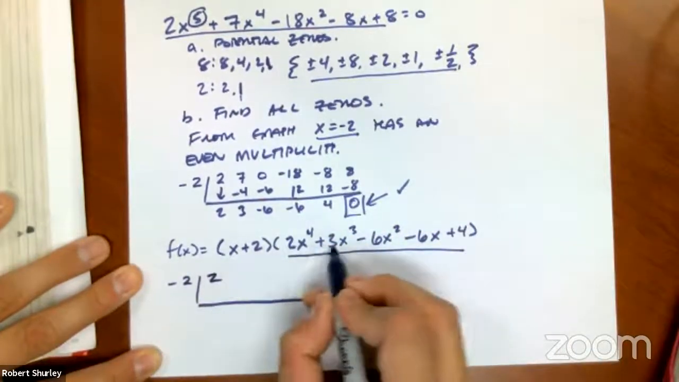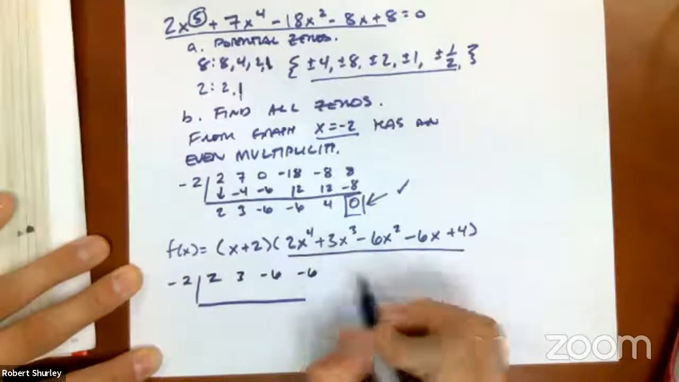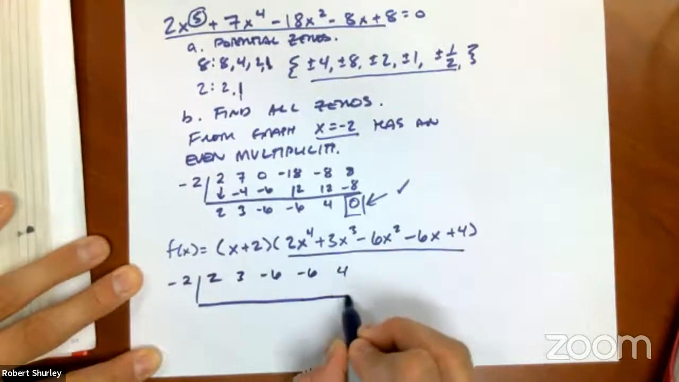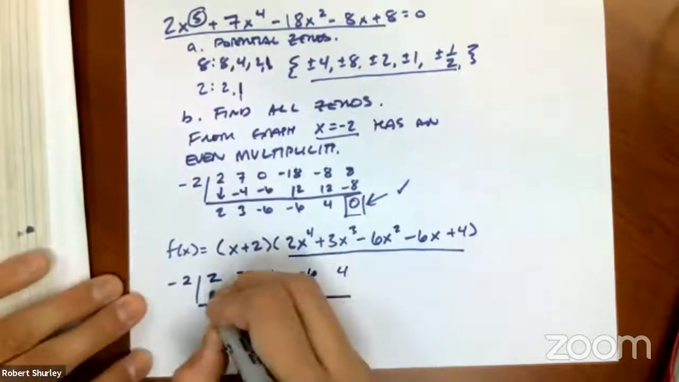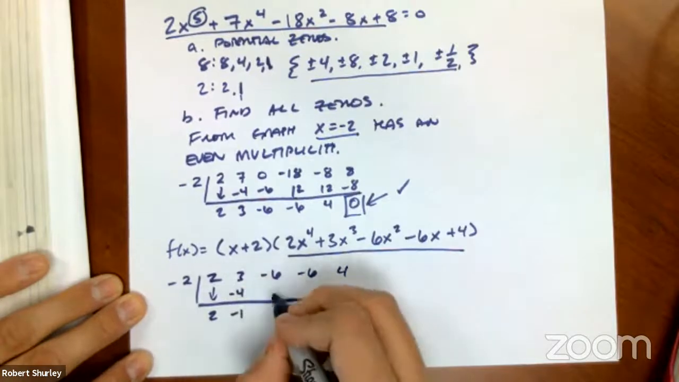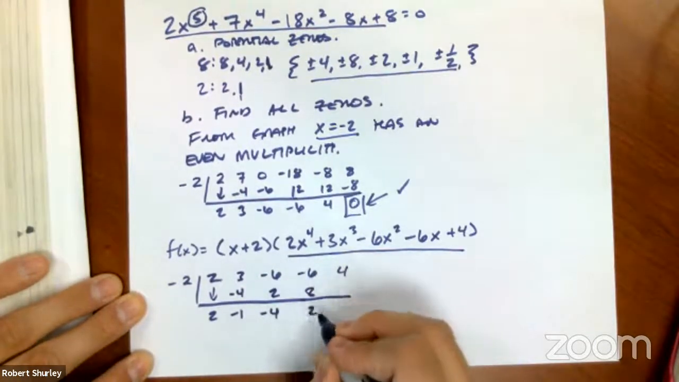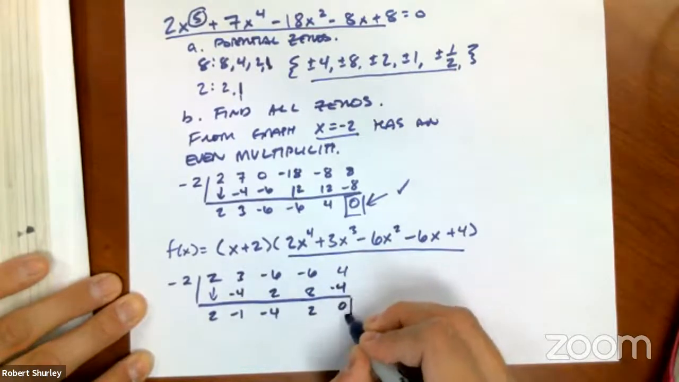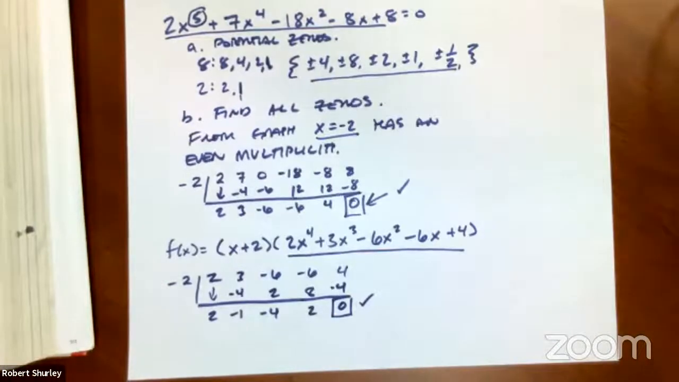So 2, 3, -6, -6, and 4. Okay, so bring down the 2. -4, -1, 2, -4, 8, 2, -4, and 0. Yay, the crowd goes wild. Mr. Shirley does it again. Okay.